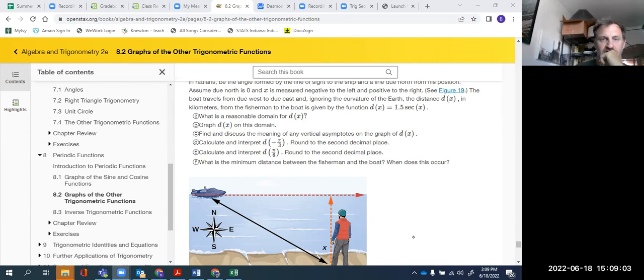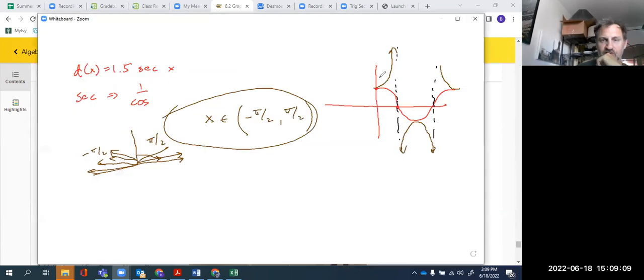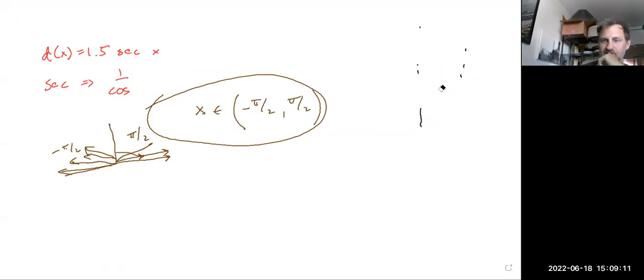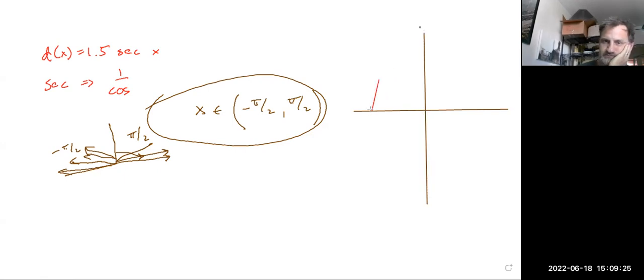So let's go back to my whiteboard here. I'm going to redraw this focused from negative pi halves to pi halves. Here's my x-axis, here's my y-axis. Here is cosine. Oh no, I need a free form. Okay, so here's cosine and secant. Then let me draw my asymptotes as black lines.